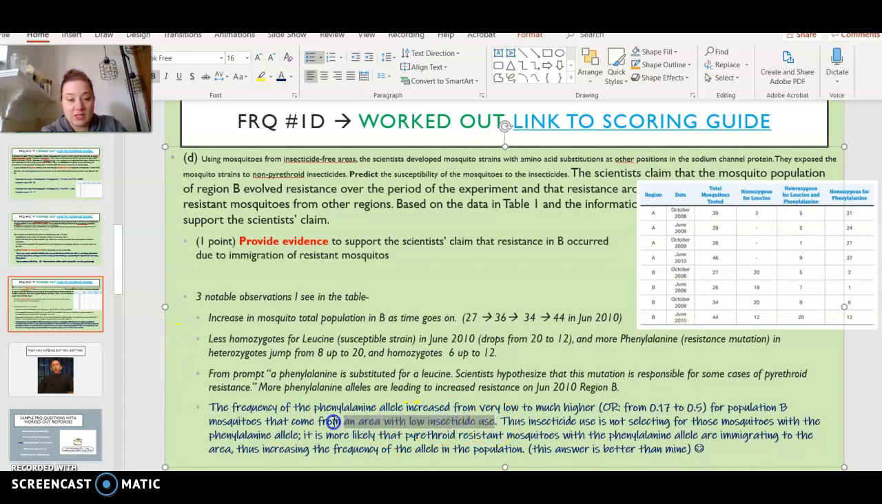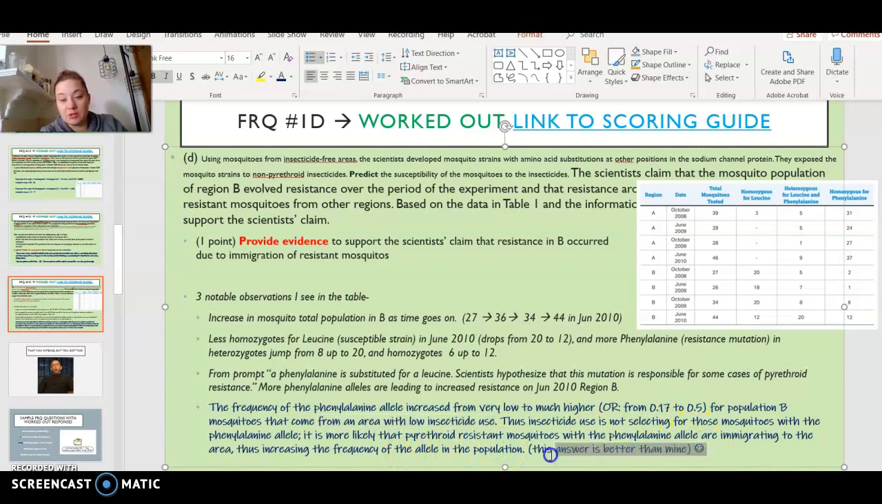So that's the connection I didn't get. Like, why do we suddenly have a whole lot of insecticide-resistant favorable alleles in an area where we don't have insecticide use? So thus insecticide use is not selecting for those mosquitoes with the phenylalanine. It is more likely that the insecticide-resistant mosquitoes with phenylalanine allele are immigrating to the area, thus increasing the frequency of the allele in the population.